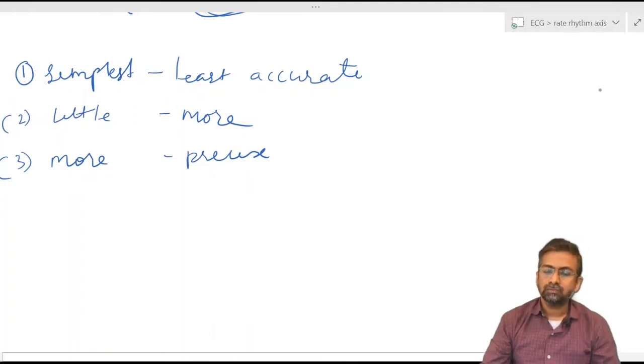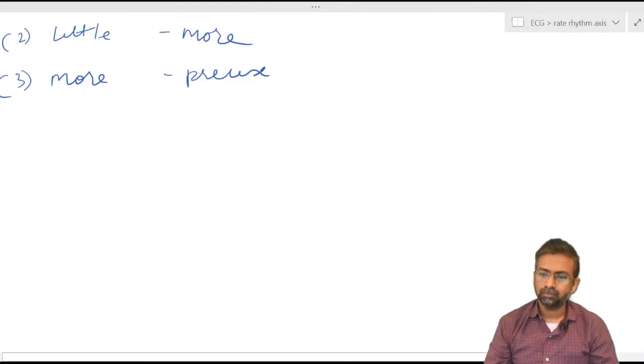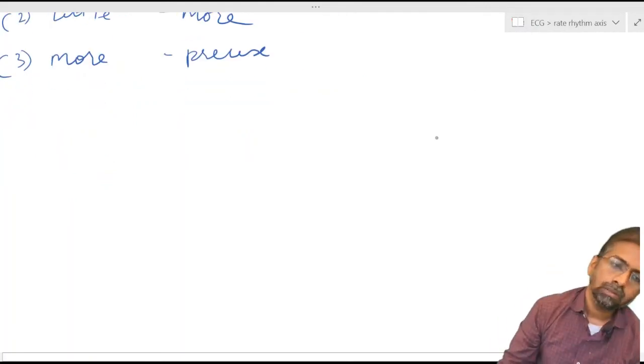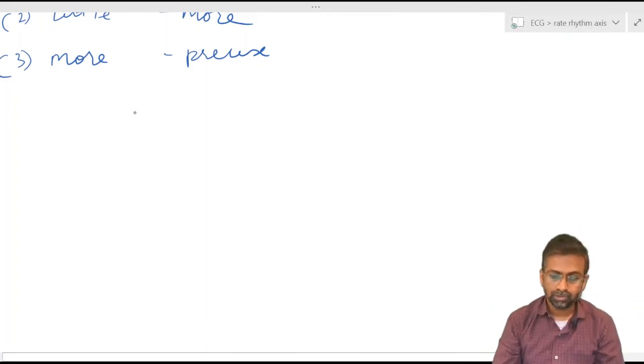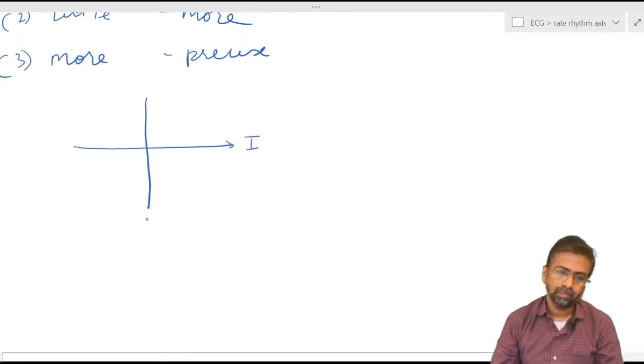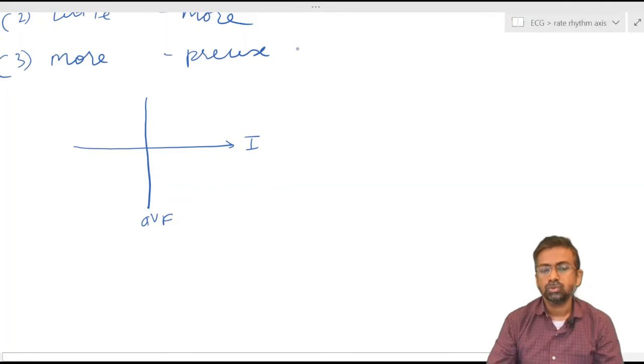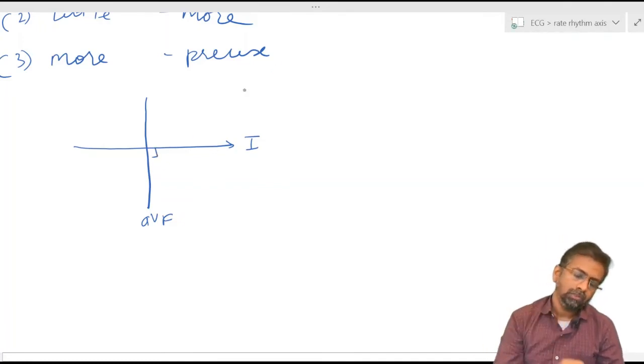So first, the simplest method. In this method, you take two leads which are perpendicular to each other. So you have to see that lecture on the leads. What are the leads which are perpendicular to each other in an ECG? Lead 1 and lead AVF. At 0 degrees there is lead 1 and at 90 degrees lead AVF. These two leads are perpendicular to each other. So you just take these two leads.